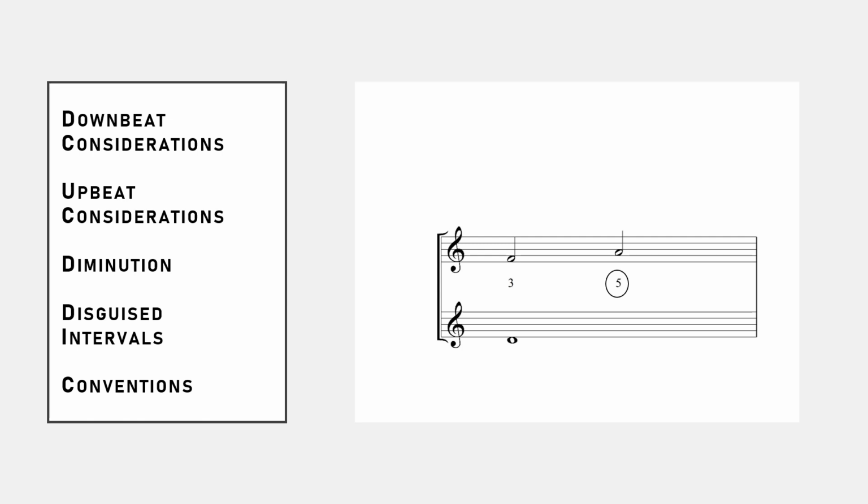Since the notes of the cantus firmus are written in whole notes, we will write the two notes of our counterpoint in half notes so that we have our desired 2-to-1 rhythmic proportion. The first note of the counterpoint happens on the downbeat, and the second note happens on the upbeat.